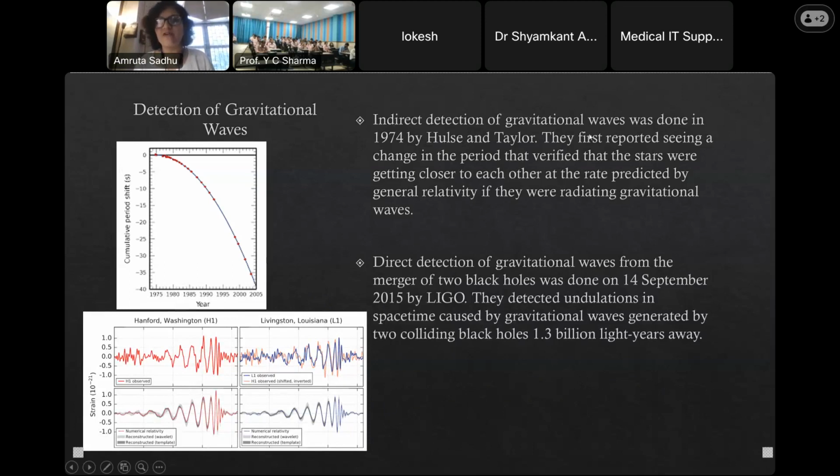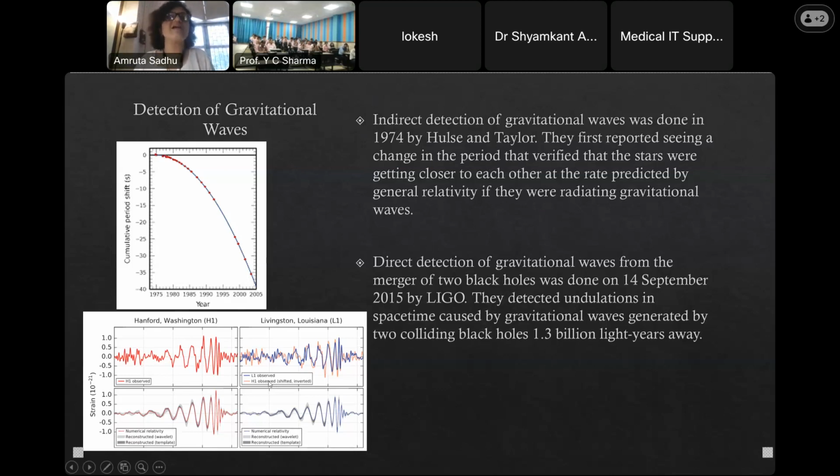Indirect detection of gravitational waves was done by Hulse and Taylor in 1974. They looked at two very heavy pulsars, sort of dead stars moving around each other, and found that the rate at which they are getting closer together only made sense if they are losing energy in gravitational waves. These people got a Nobel Prize in 1993 for that.